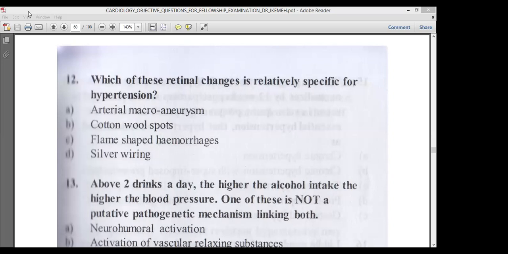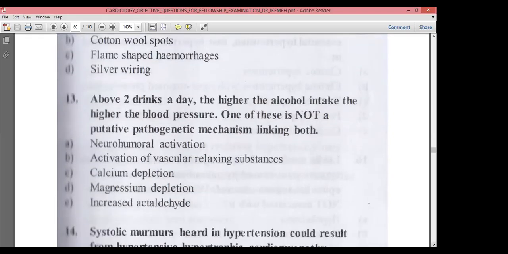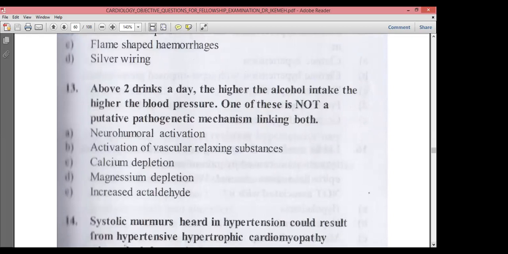All right, 13. Say above 2 drinks a day, the higher the alcohol intake, the higher the blood pressure. One of these is not a putative pathogenic mechanism linking both, so linking blood pressure and alcohol.